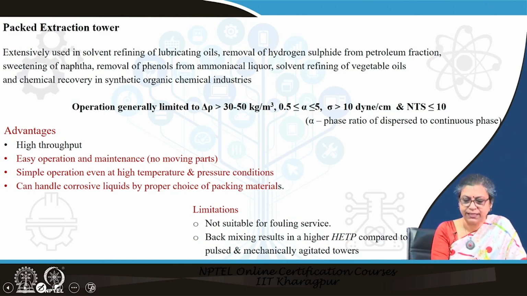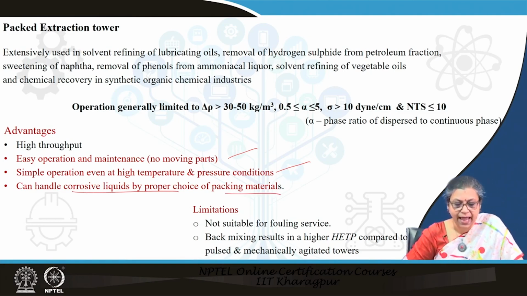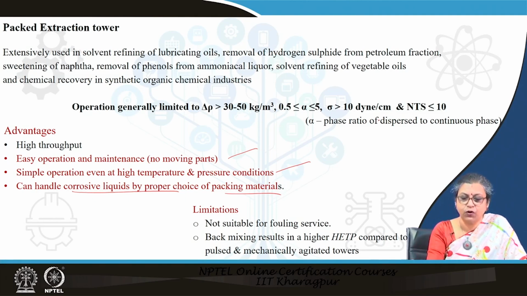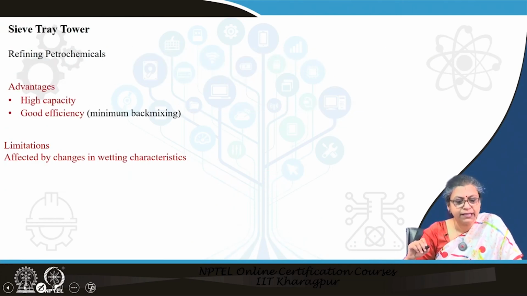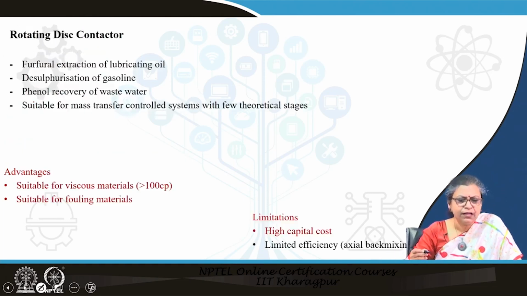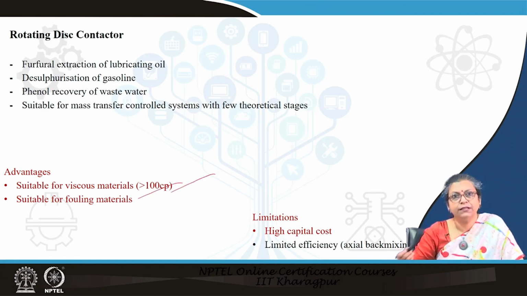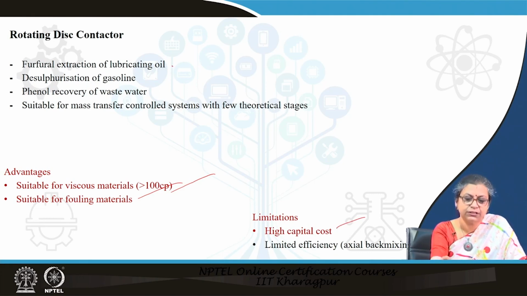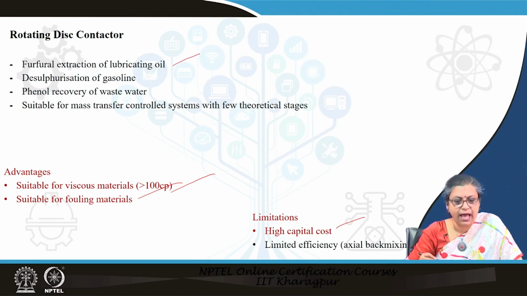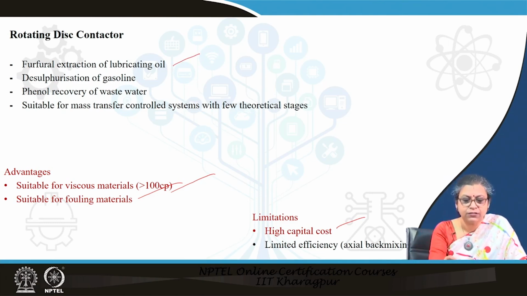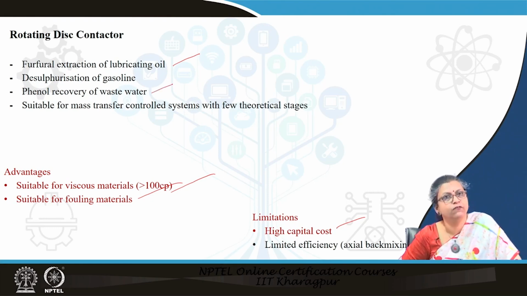So, naturally, packed extraction has no moving parts, a great advantage even at high pressure and temperature, simple operation, and very important, if you choose the packing material properly, you can handle corrosive liquids. There are certain limitations of the operation, and they are used very frequently for the refining of lubricating oils, etc. Sieve tray has a high capacity and good efficiency. Rotating disc, as I have already mentioned, is very suitable for viscous material as well as for fouling material. Naturally, if you have agitation, the capital cost is going to be high, and it is the conventional technique for extracting the aromatics from lubricating oil by using furfural. It is also a standard technique for phenol recovery from wastewater, etc.